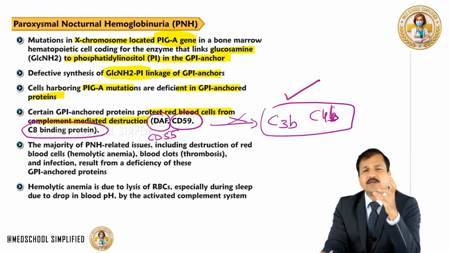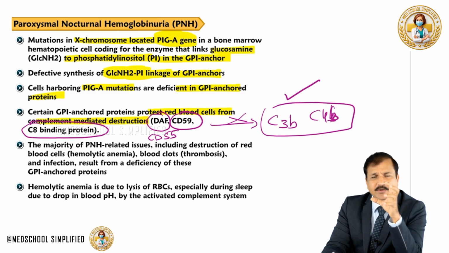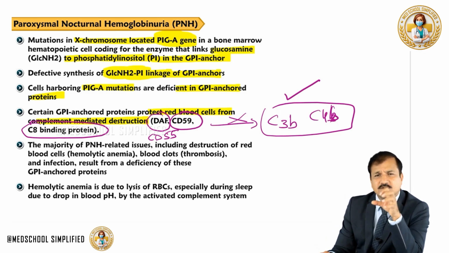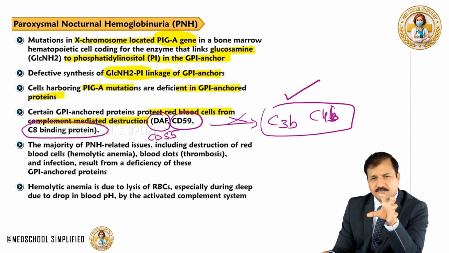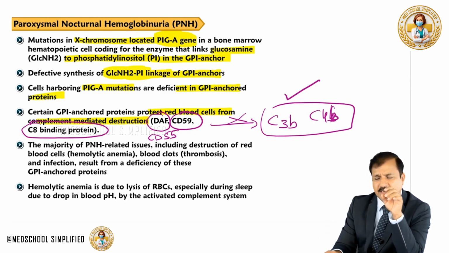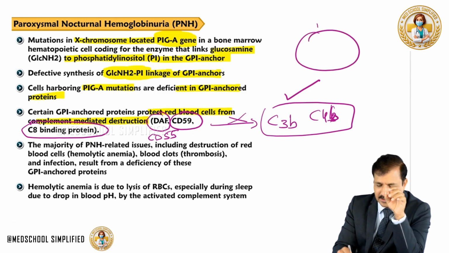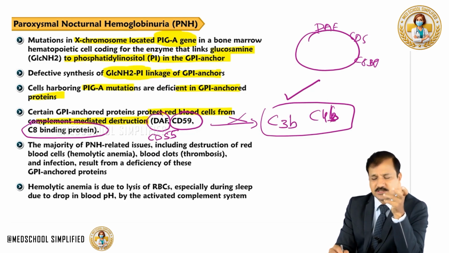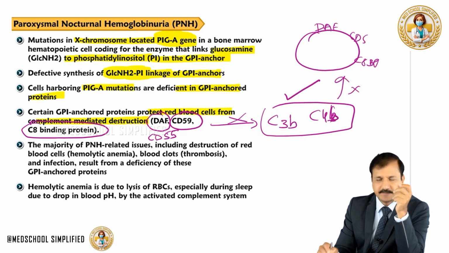It's like having DAF, CD59 and C8 binding proteins will give information to the complement system that these are our own cells and not to destroy them. It's like a passport for a citizen to enter into the country or something. The red cell having DAF, CD59 and C8 binding protein is going to be protected from destruction by complement mediated action.